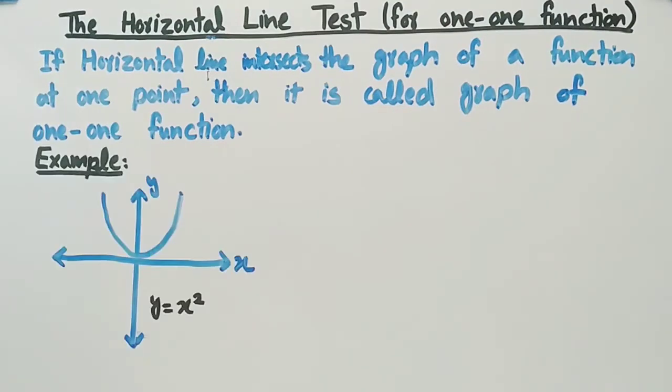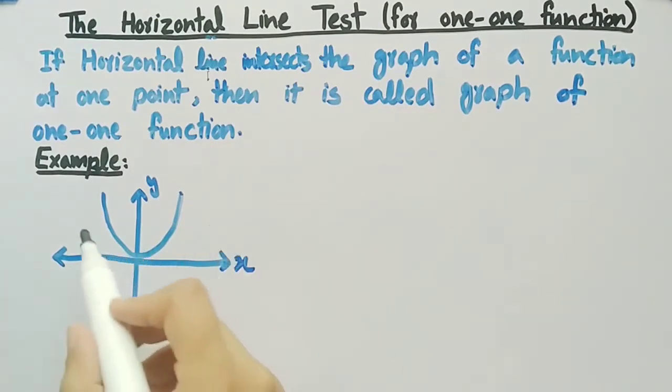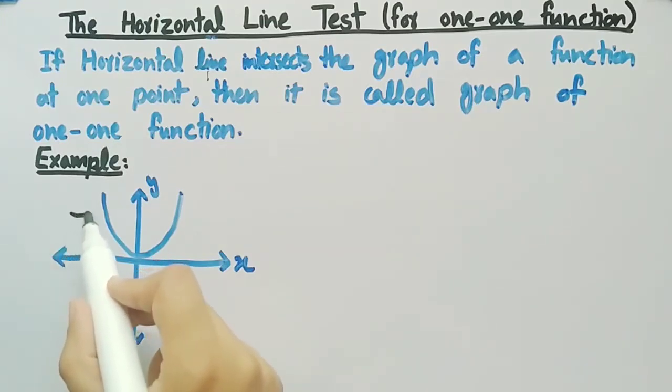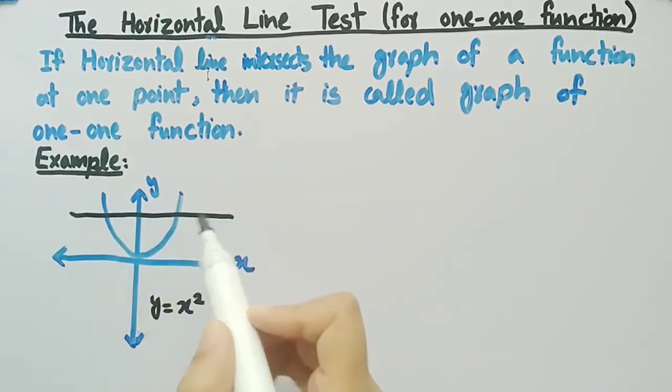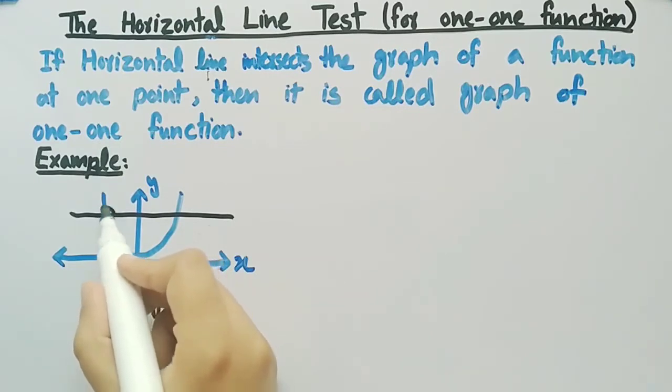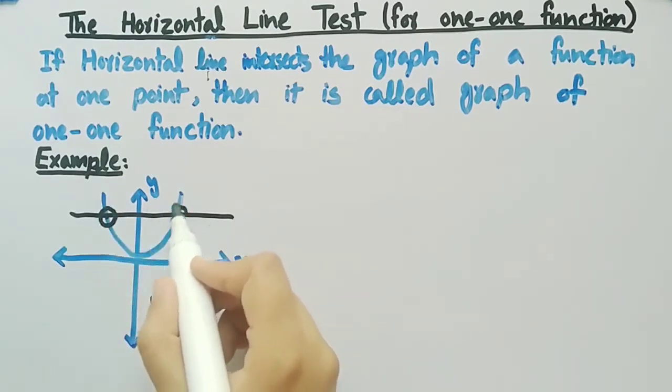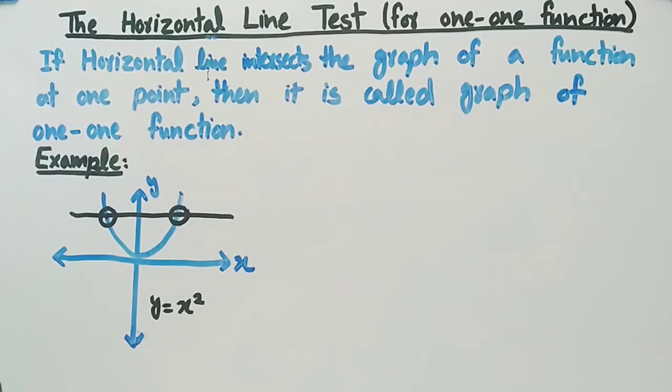Now we will apply the horizontal line test on examples. Consider the graph of the parabola y is equal to x square. If we draw a horizontal line on this graph, we can see that it intersects the graph at 2 points, which means that this graph does not represent the graph of a one-one function. So this function is not 1-1.